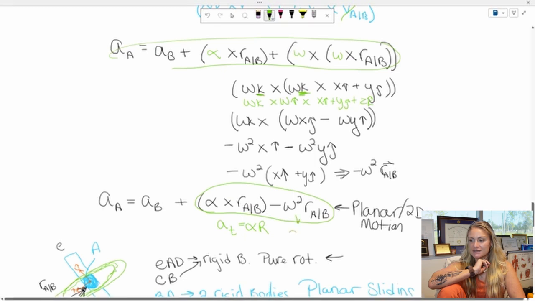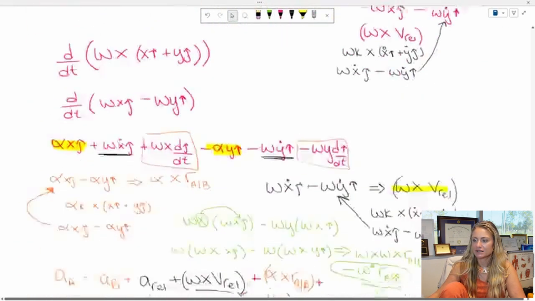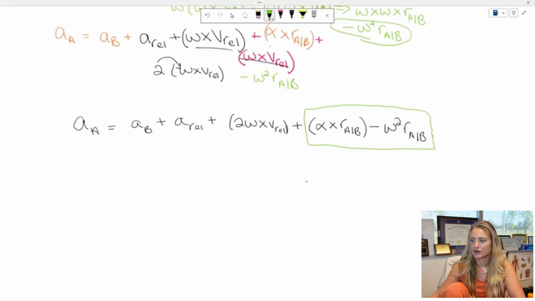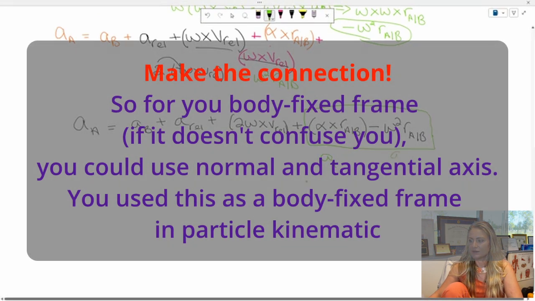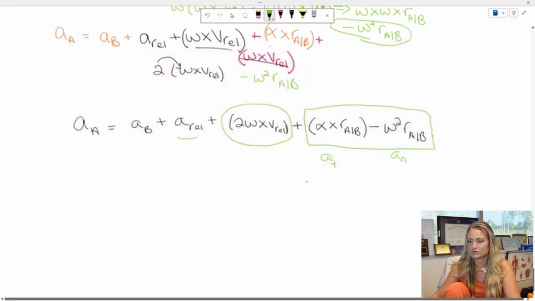This one is your normal or your centripetal acceleration. And if you go back to your particles for normal and tangential acceleration, you will see that it is omega squared r. I know, funny how things work out. Pure rotation, baby. Okay, down here, guess what? Same thing. You will have your AT and you will have your AN or your Coriolis. But you have this extra terms.